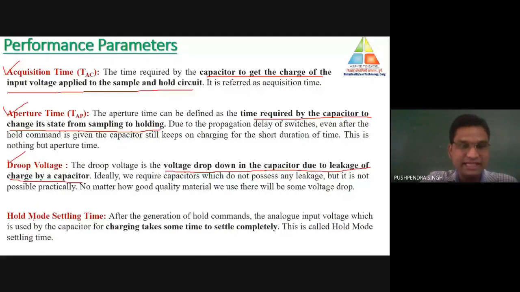And the fourth is hold mode settling time. After the generation of the holding command, the analog input voltage which is used by the capacitor for charging takes some time to settle down. The capacitor takes some time to settle down. That particular time period is called the hold mode settling time. So these are some performance parameters of the sample and hold circuit.